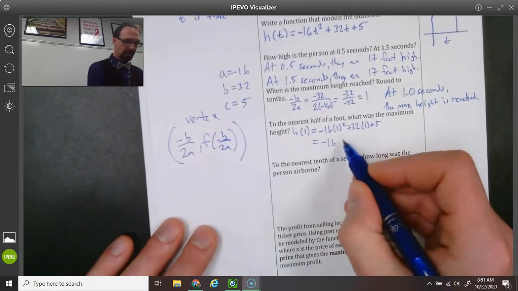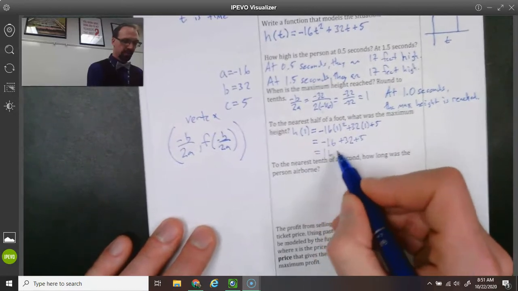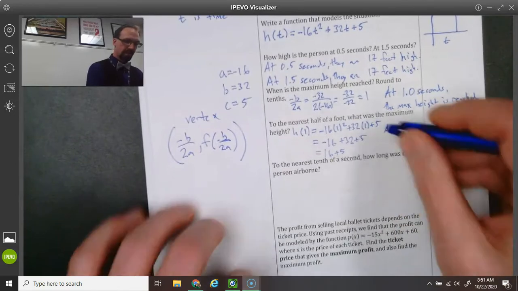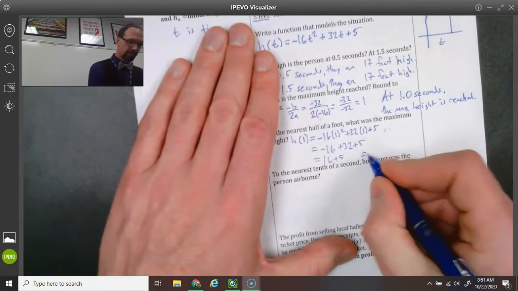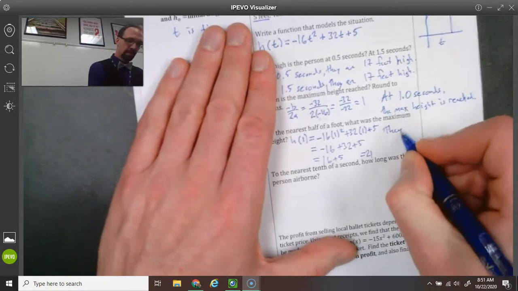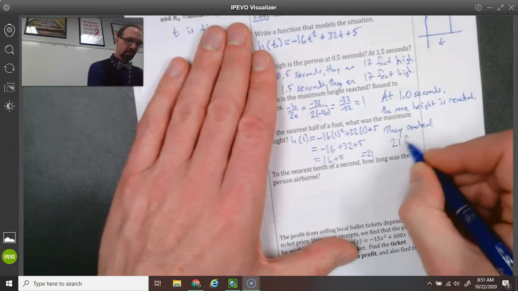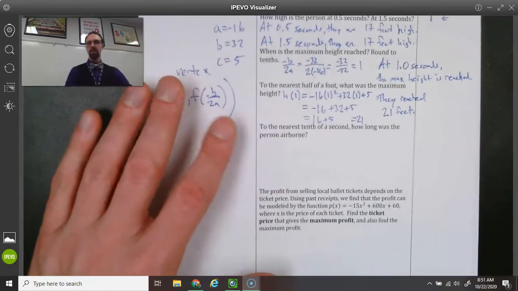So negative 16 plus 32 plus 5, so 16 plus 5. So they reached 21 feet. To the nearest tenth of a second, how long was the person airborne?